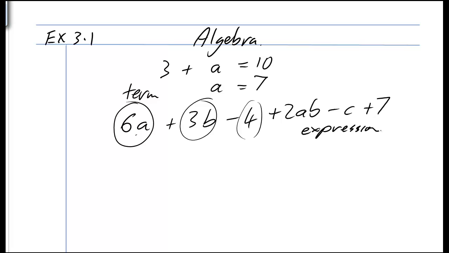So at the moment, because there's no equal sign in there, we say it's an expression. However, if we put an equal sign, so we say 6A plus 3B take 4 equals 2A take C plus 7, it's no longer an expression, it's now called an equation. So an equation is when you've got a sentence like this written down with all these terms that's got an equal sign somewhere in it.